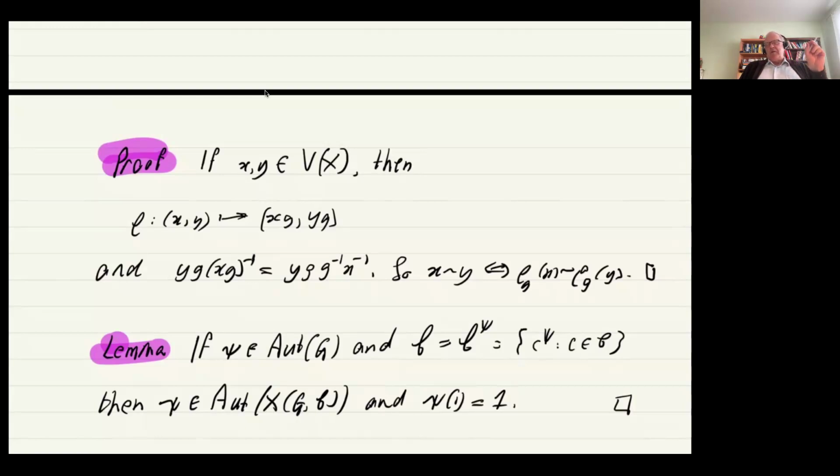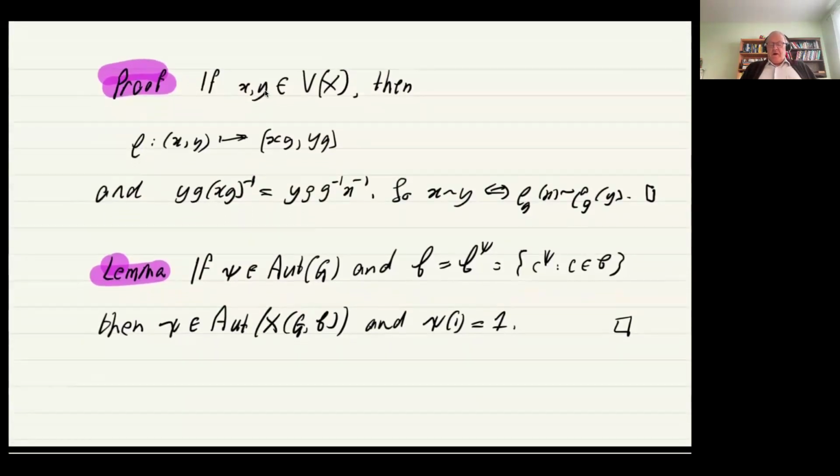And of course, regular is the most overused word in mathematics. But so the jargon is the group acts regularly. It's transitive, and the stabilizer of a point is trivial. So we know that the order of the automorphism group of a Cayley graph on a group G is at least the number of vertices, the number of elements of G. Okay, now it's an obvious question to ask, well, when is it actually equal to G? Well, this is one case where it fails.